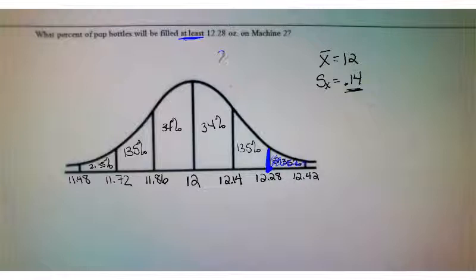As you can see from the graph, it's 2.35%. So about 2% of the time, the company is going to have overflow from machine 2, meaning their pop bottles are going to overflow and they're going to have that wasted product and that mess.